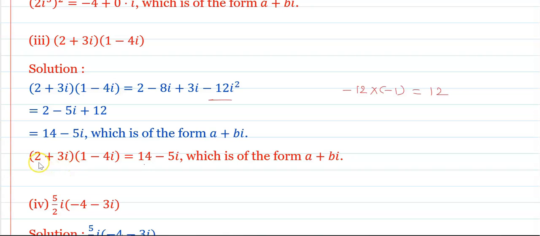That is the product of (2 + 3i) into (1 - 4i). You will get 14 - 5i, which is of the form a + bi.